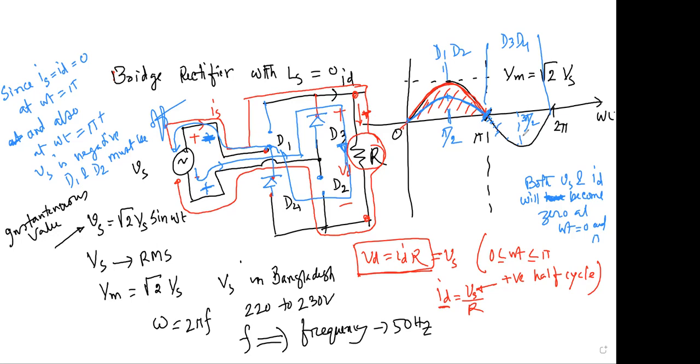So for the positive half cycle, we have already got the output wave shape like this. Since the current will have the same direction through the load, and we know that Vt will be nothing but Id multiplied by R, we get the same wave shape here.